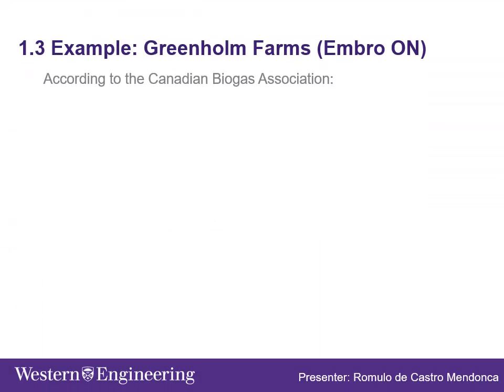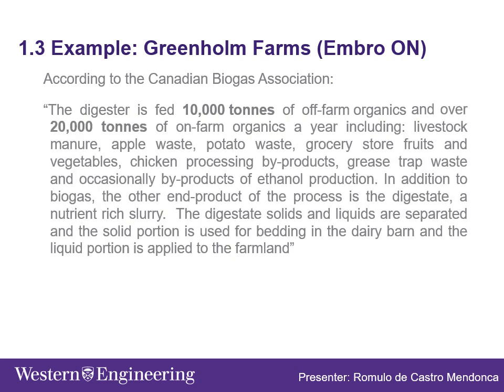After the analysis, the Canadian Biogas Association stated that the digester is fed 10,000 tons of off-farm organics and 20,000 tons of on-farm organics a year, including livestock manure, apple waste, potato waste, groceries, store fruits and vegetables, chicken processing byproducts, grease trap waste, and occasionally byproducts of ethanol production.